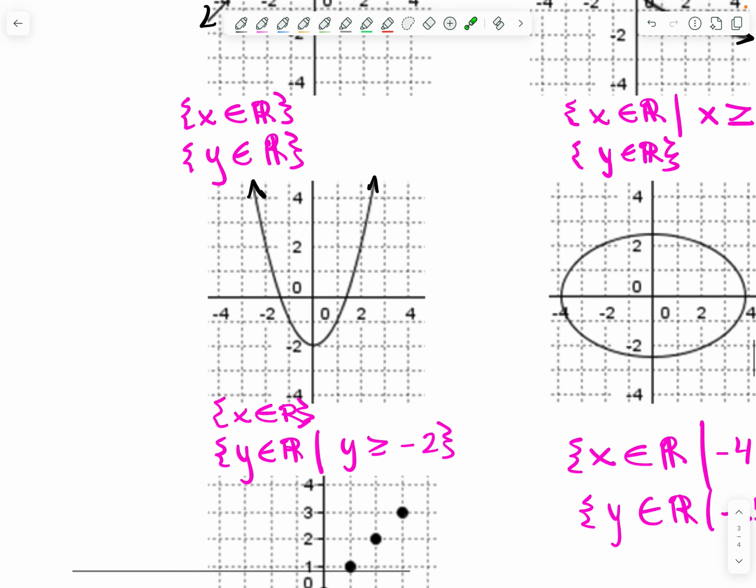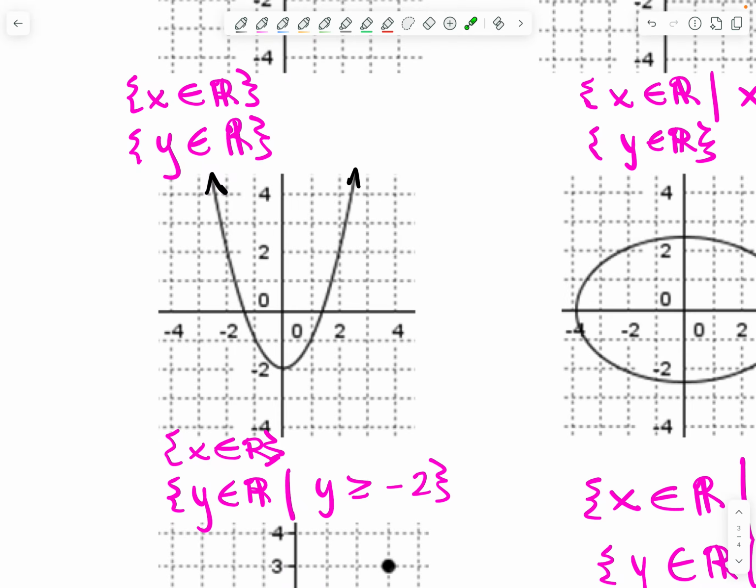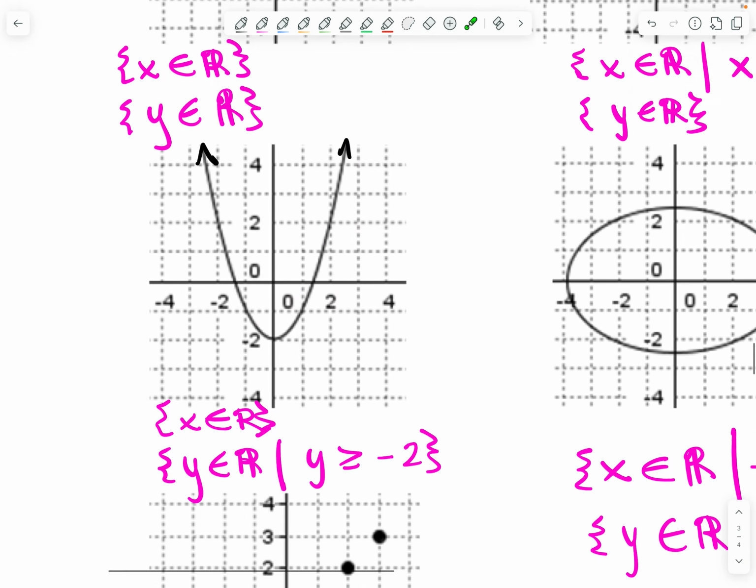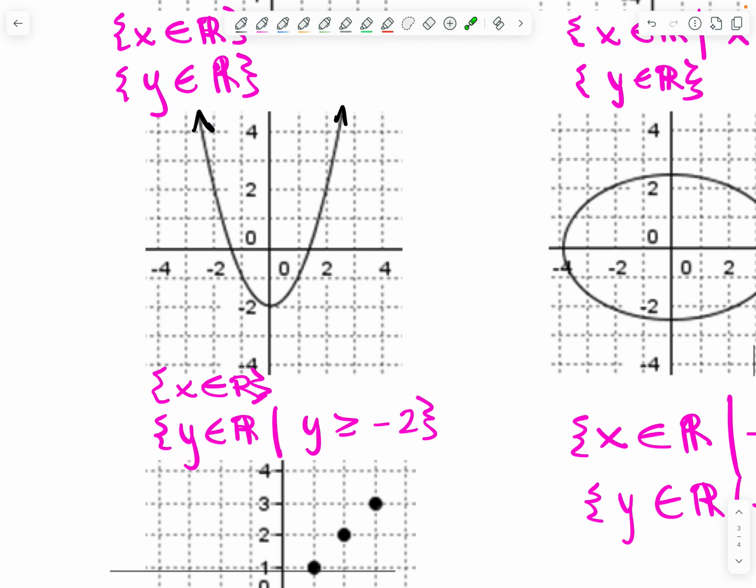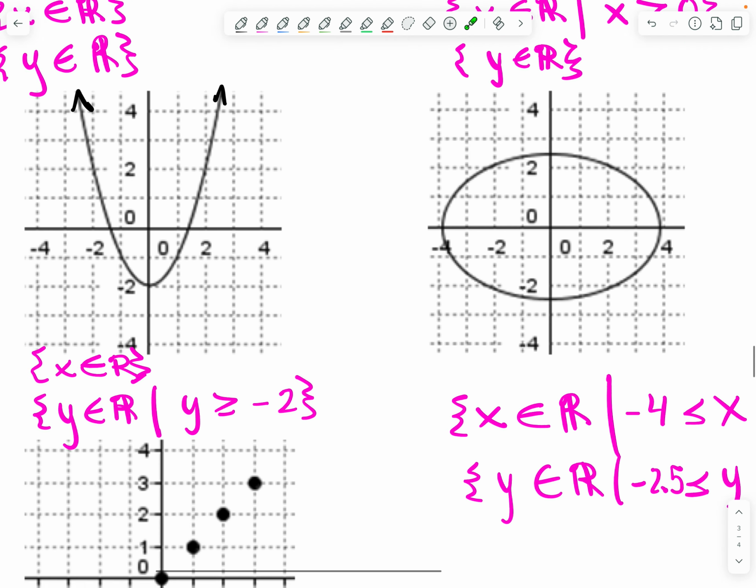So that works. Here, it's like a parabola. X, they go on forever, element real numbers. Y is also, sorry, I'm looking at the wrong one. Y in this case, so X is element real numbers. Y here is an element of the real numbers such that it's greater than or equal to -2, because it goes upwards from there. In other words, Y cannot be a number that's less than -2.